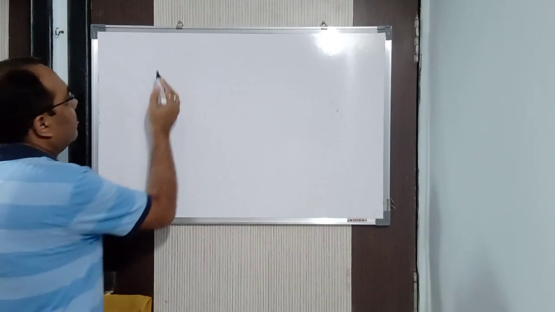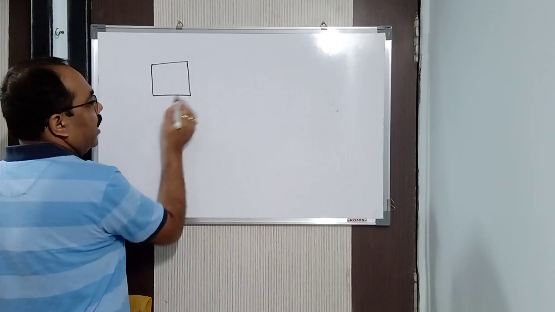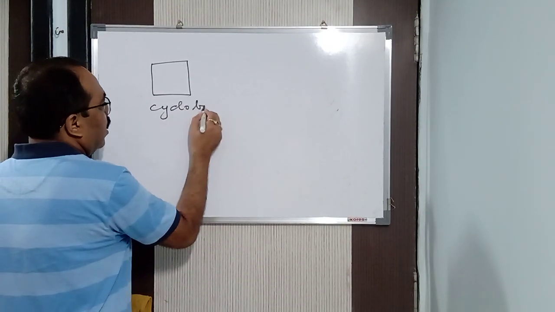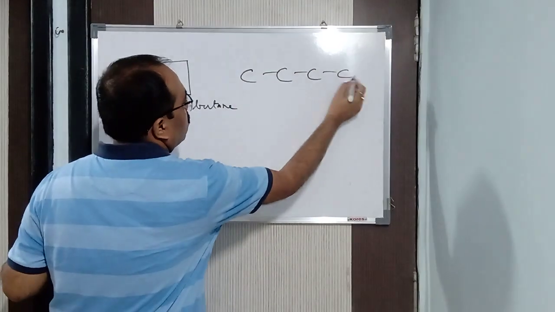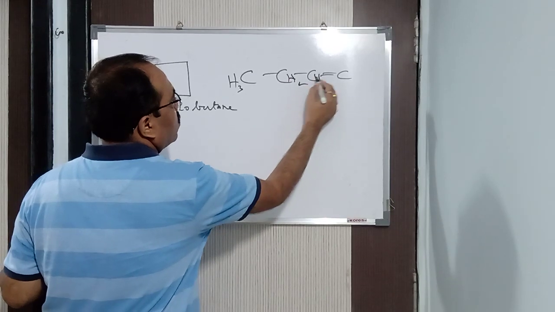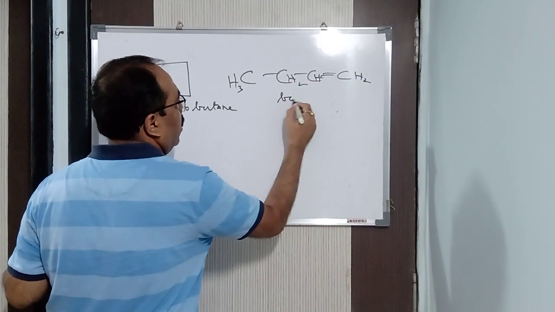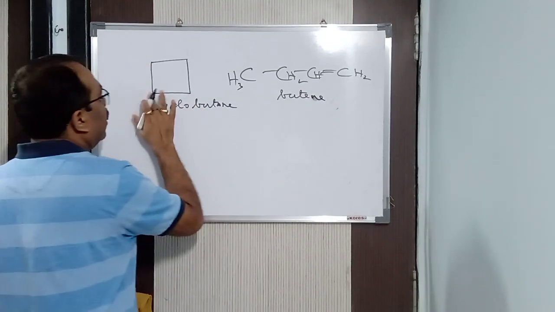So what is the example we can give? The example is this. See, here it is cyclobutane. This one is cyclobutane, we can say. And here also we can write it. The chain one is CH3, CH2, CH, CH2. What is that? Butene. Now you will say, sir, I am not able to count the carbon and hydrogen.